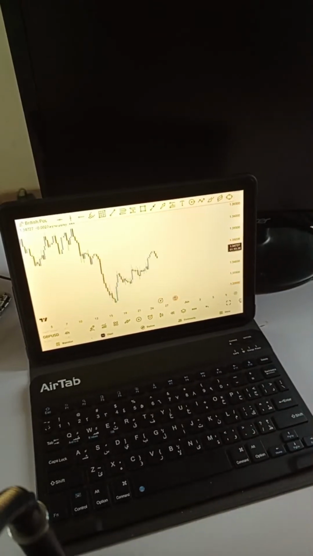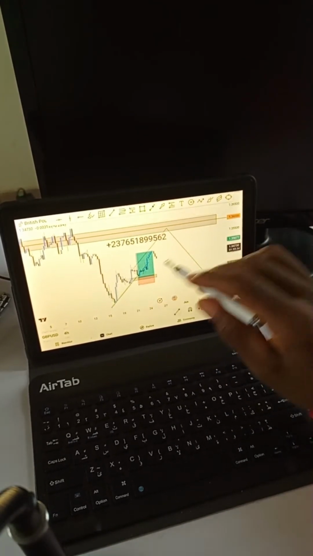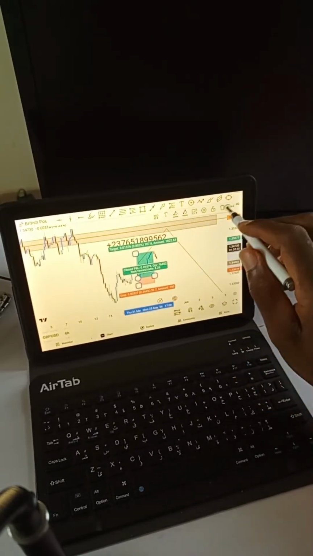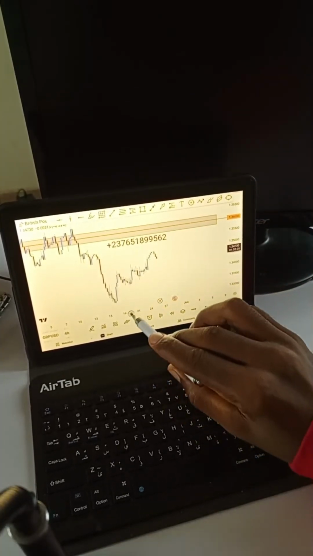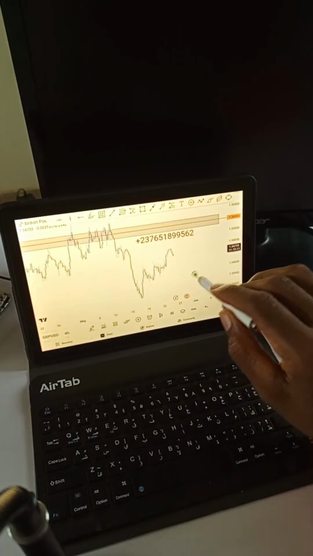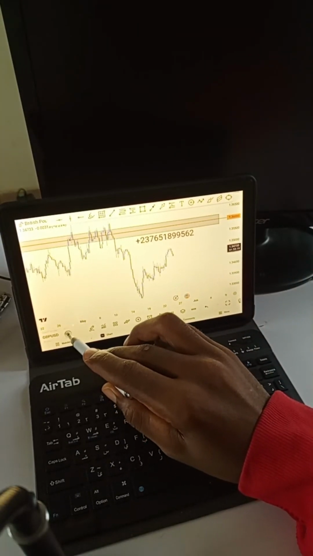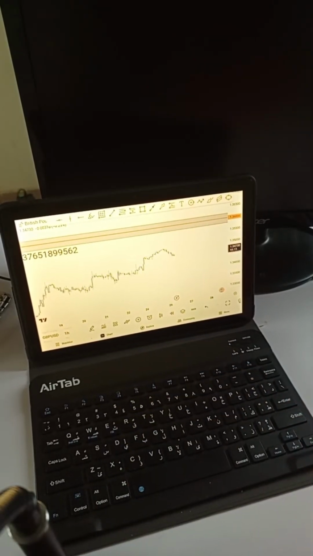Let's look for a clean chart. So we are done with this trade, and now we need to analyze and see if we are already missing out or we still have an opportunity. So we go down to the 1 hour.